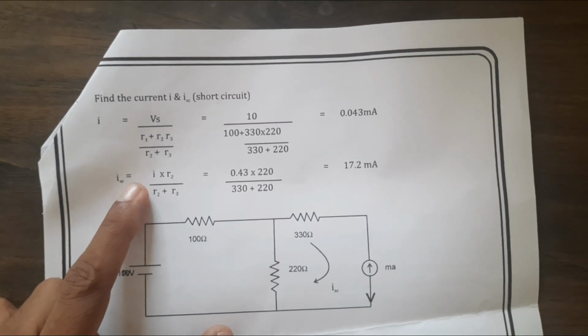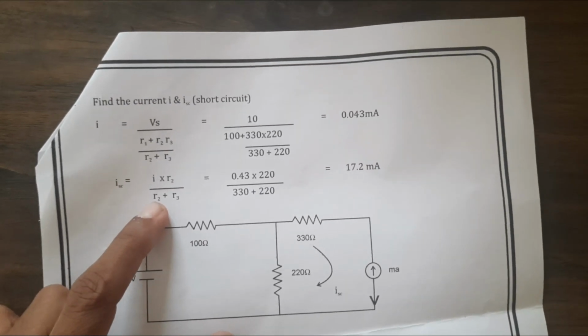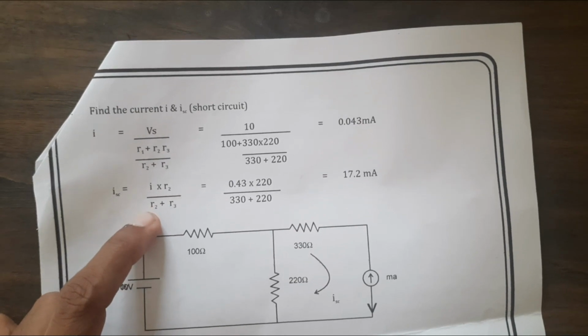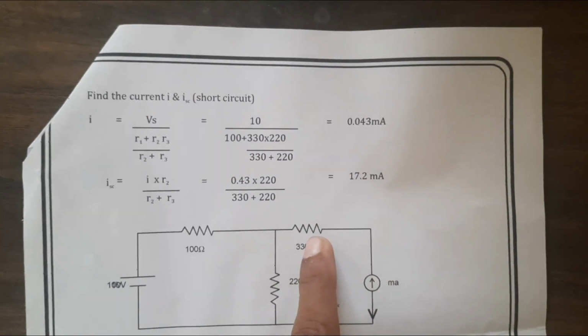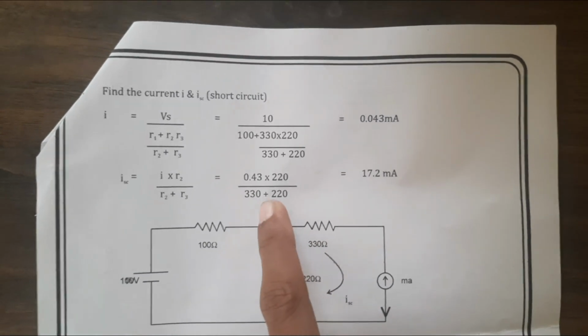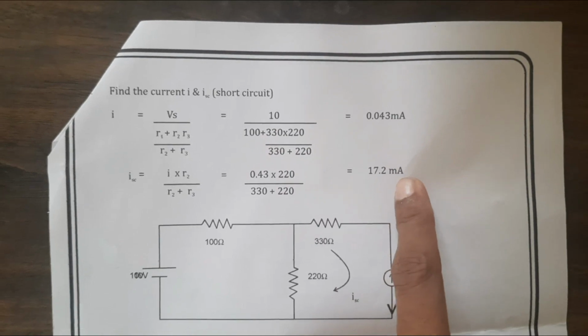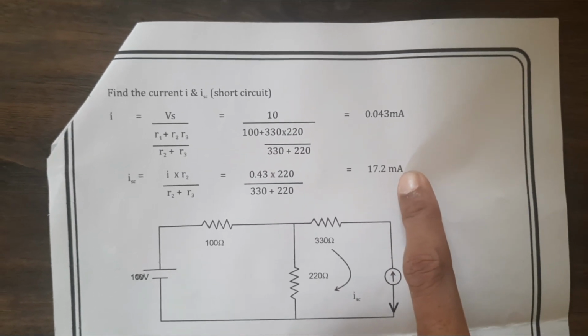Here is the formula: current into R2 by R2 plus R3. This current is in parallel with the connection for R2 and R3. Then the value of the short circuit current for Norton's theorem is 17.2 milliampere.